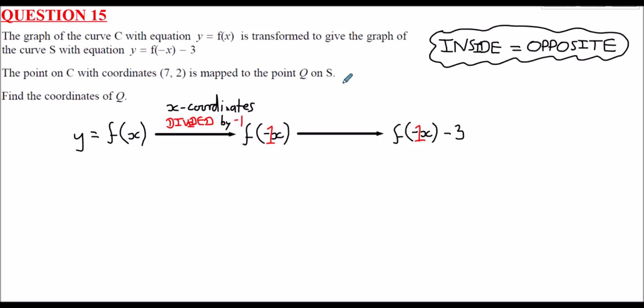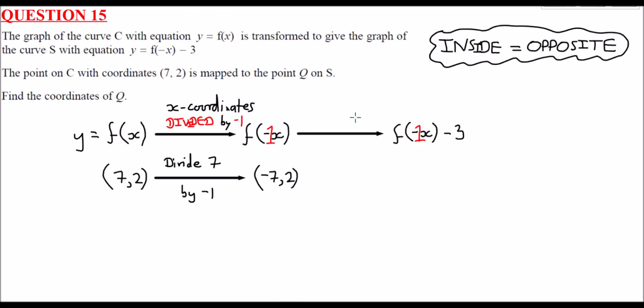So the x-coordinates get divided by minus 1. In terms of our actual coordinate here, we're talking about 7, 2. We're going to divide 7 by minus 1. So then we get minus 7, 2. Now, this change here outside of the brackets, this minus 3 is outside of the function brackets.